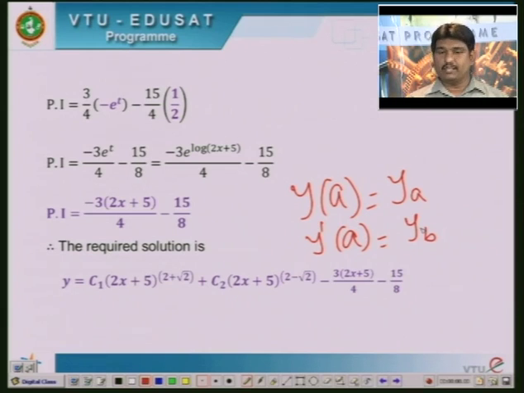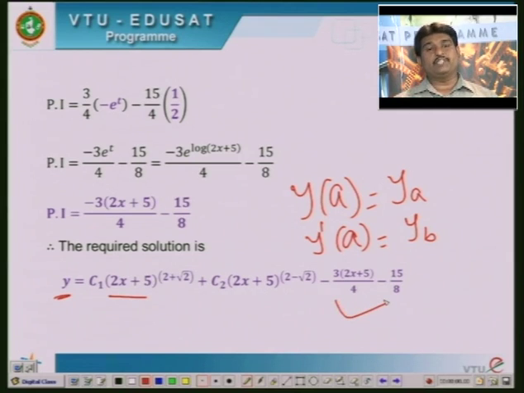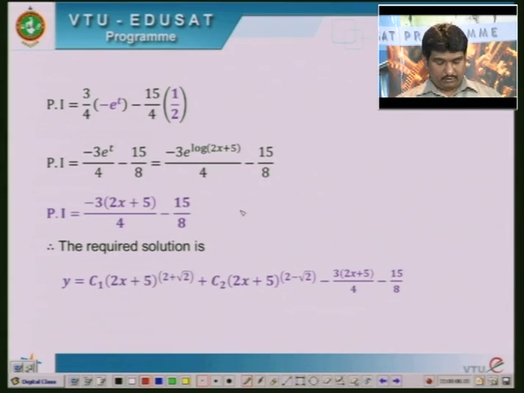If initial conditions are given, then you get one equation when you substitute x equals a and y equals ya; you will get one equation in terms of C1 and C2. Next, you differentiate this equation with respect to x and substitute the second condition, y dash of a equals yb. You will get one more equation in terms of C1 and C2. Solve those two equations and substitute in the general solution to get the required particular solution. So this is about Legendre's differential equations.